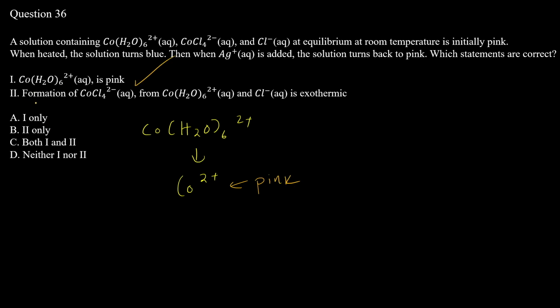That's true. Next, formation of cobalt tetrachloride from the cobalt water complex and chloride ions is exothermic. That wouldn't make sense because the reaction only occurs when heated. When it's heated, that implies you're dealing with an endothermic reaction because you need to add energy into the system. So this would be wrong. Therefore, the only right answer is 1, so that's A. The answer for 36 is A, and that was the entire section.